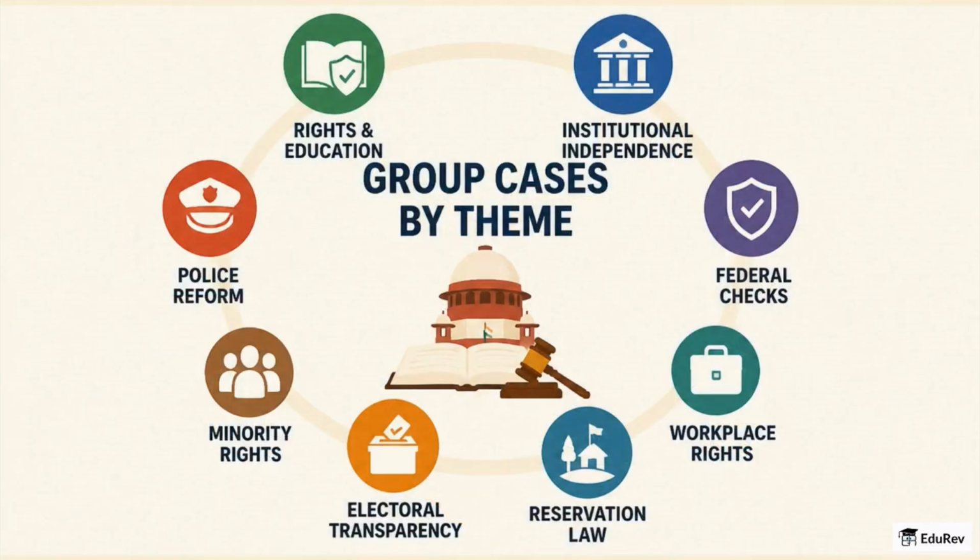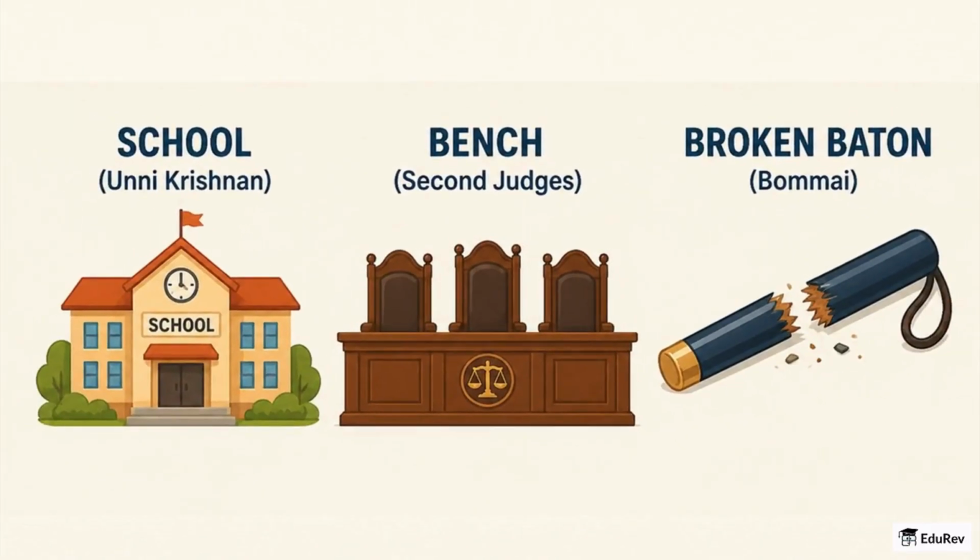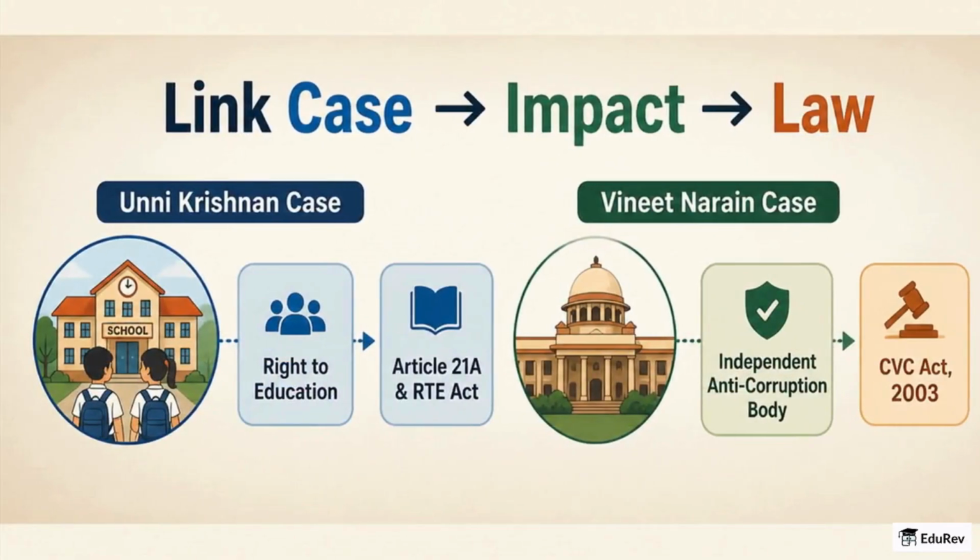A quick way to remember. Group cases by theme: rights and education, institutional independence, federal checks, workplace rights, electoral transparency, minority rights, police reform, and reservation law. Use simple visuals in answers. A school for Unni Krishnan, a bench of judges for Second Judges, and a broken baton for Bommai to recall holdings fast. When writing answers, pair each case with its impact and any subsequent amendment or statute, like Unni Krishnan to Article 21A and RTE, or Vineet Narain to the CVC Act.